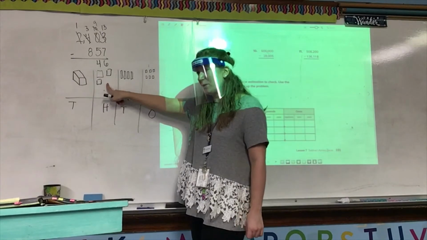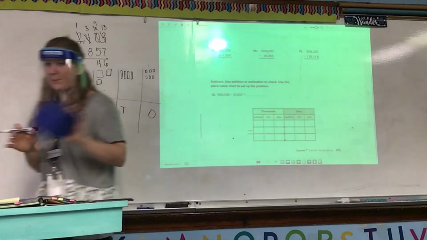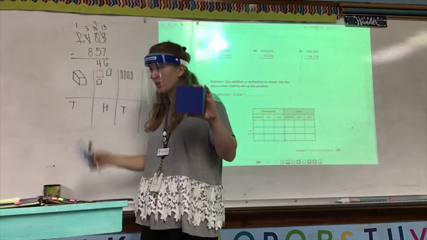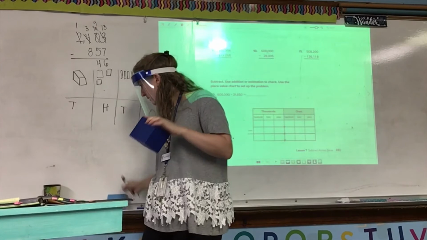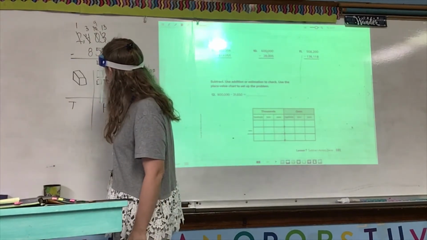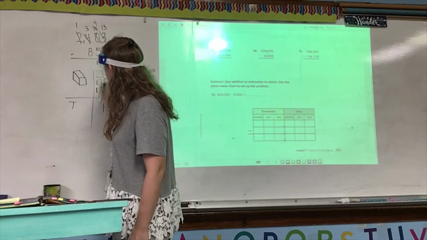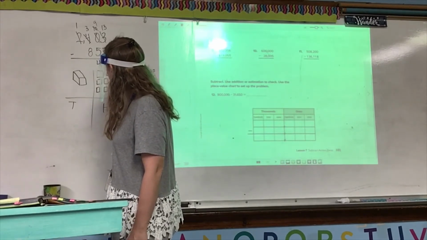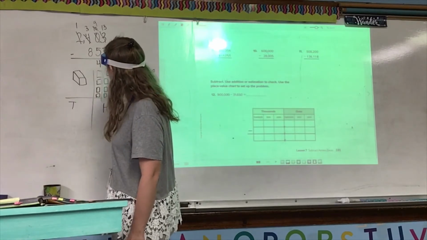And then what do I do with that 1 thousands cube? Does it just disappear? No, what happens to it? It turns into how many hundreds flats? 10. So that means I'm going to add 10 here. 1, 2, 3, 4, 5, 6, 7, 8, 9, and 10.